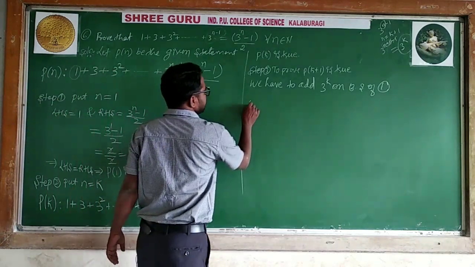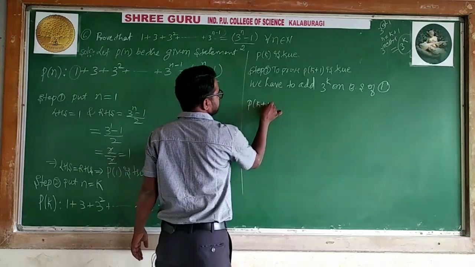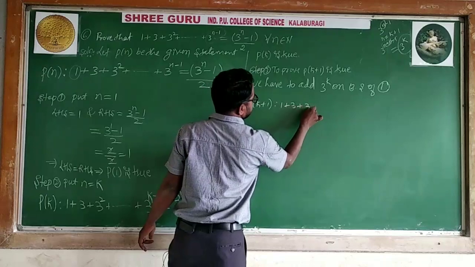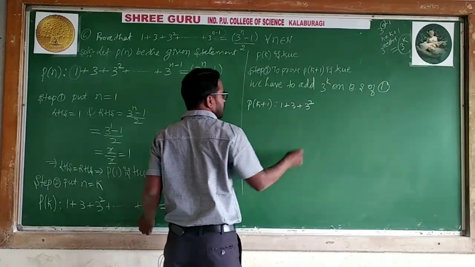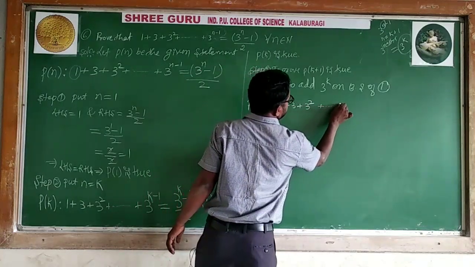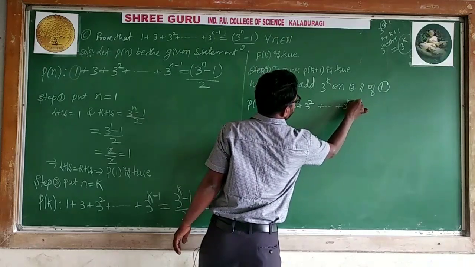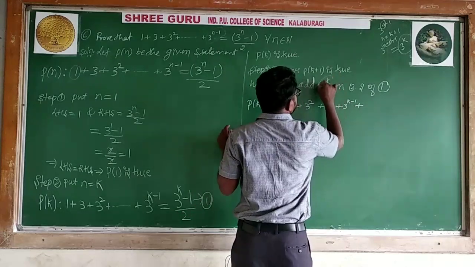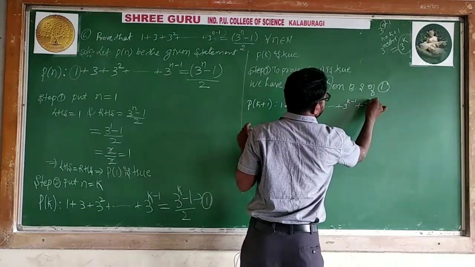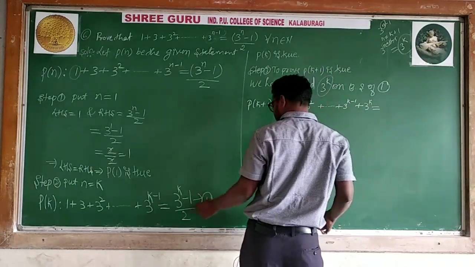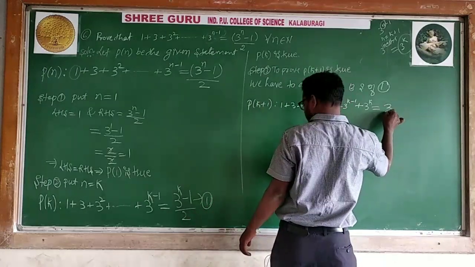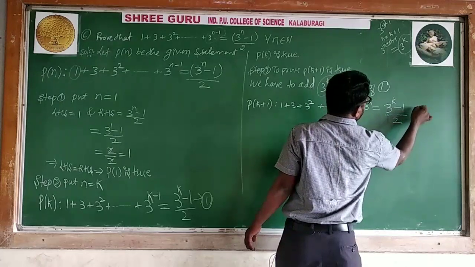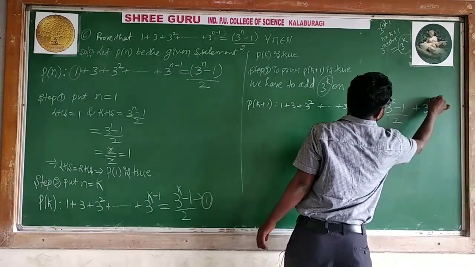So what is equation 1? This is what we are proving, P of k plus 1. So what we have: 1 plus 3 square plus, and so on up to 3 to the power k minus 1. What extra term are we adding? This 3 to the power k. This is equal to what we already have: 3 to the power k minus 1 divided by 2. What we are adding: 3 to the power k.